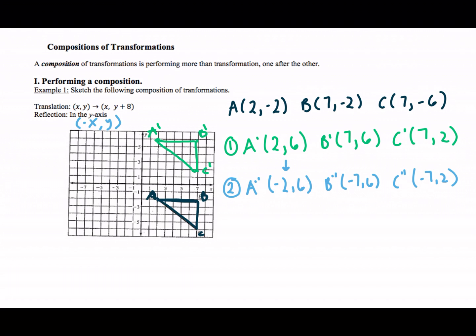So our final image that we can plot in the plane, A double prime is going to be at -2, up 6, and that needs to be marked as A double prime. B is at -7, up 6. This is B double prime, and then C is at -7, up 2. Okay, this is my final image. So the answer to my problem would be these final coordinates down here in light blue, and then our image that we drew in the coordinate plane over here in light blue.